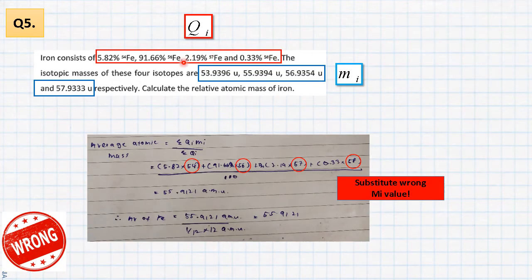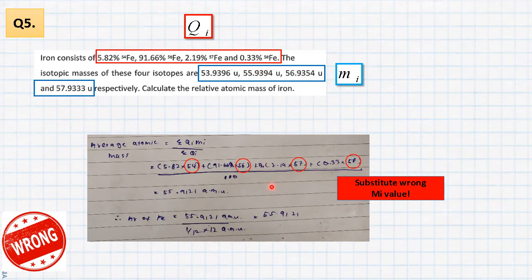Next, tutorial question 5, let's study. So iron, this is all in percentage, meaning that this is key. And then isotopic mass, very obvious, isotopic mass refers to Mi, so this is the Mi. This Mi is for 5.82%, this Mi is 91.66%, and so on.